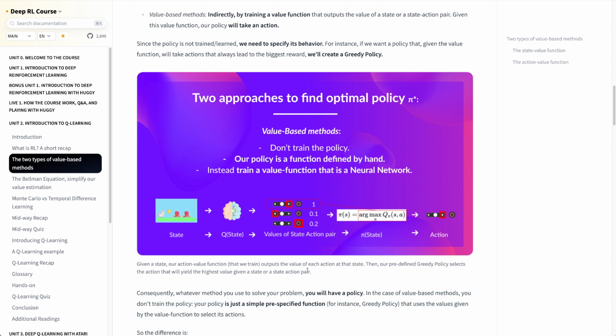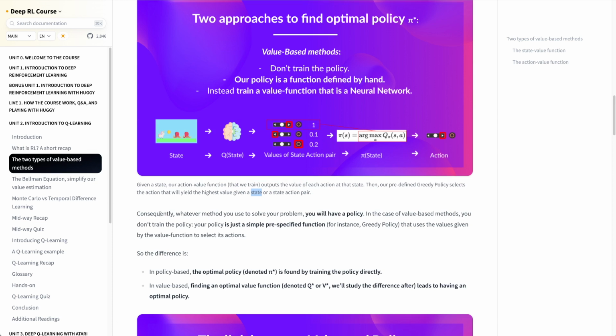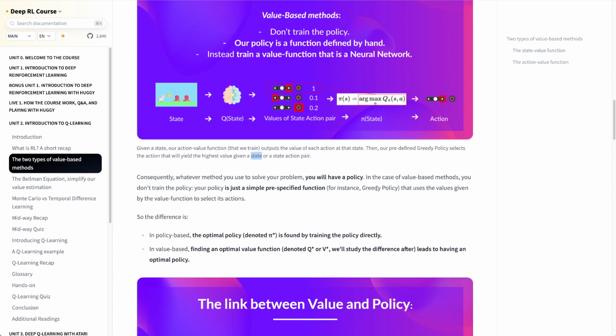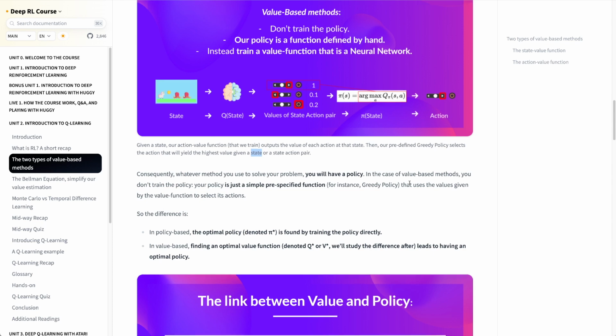State-action pairs, this is the first time we're hearing about them, and I'm sure it'll be defined later. Consequently, whatever method you use to solve your problem, you will have a policy. In the case of value-based methods, you don't train the policy. Your policy is just a simple pre-specified function, for instance, a greedy policy that uses the values given by the value function to select its actions. So the difference is, in policy-based methods, the optimal policy pi is found by training the policy directly. In value-based methods, finding an optimal value function, denoted Q star or V star, we'll study the difference after, leads to having an optimal policy.